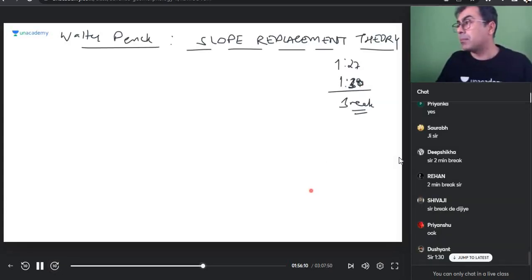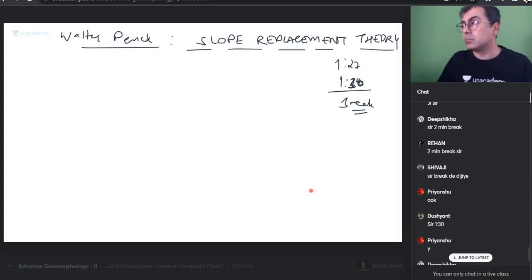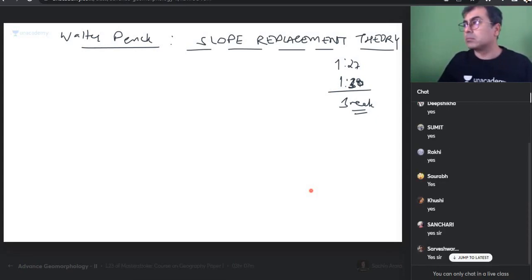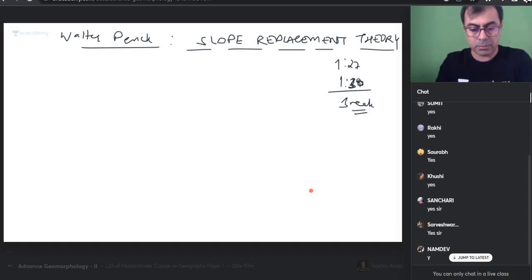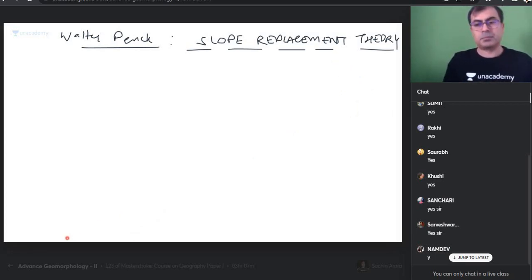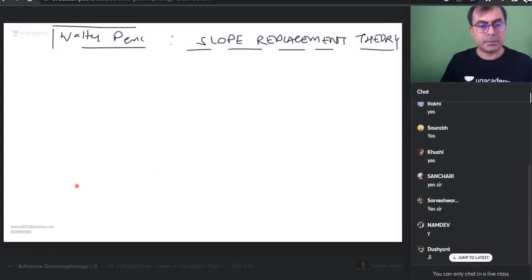Comfortable? So let us look at the ideas of Walter Penck. So Walter Penck का पहले तो let us understand what kind of a background he has. Okay. So Walter Penck is a geologist.